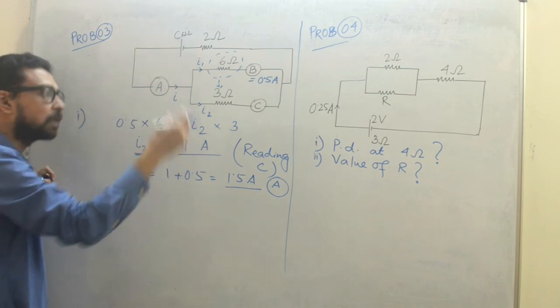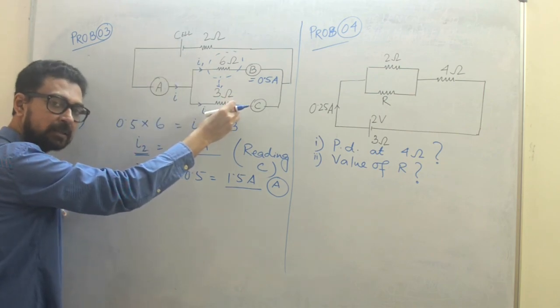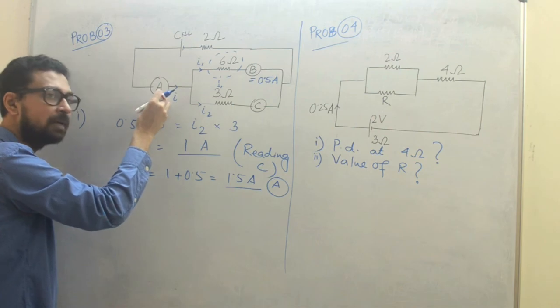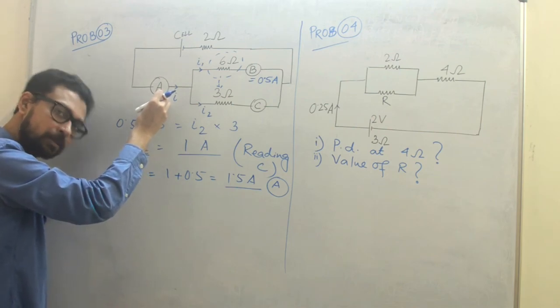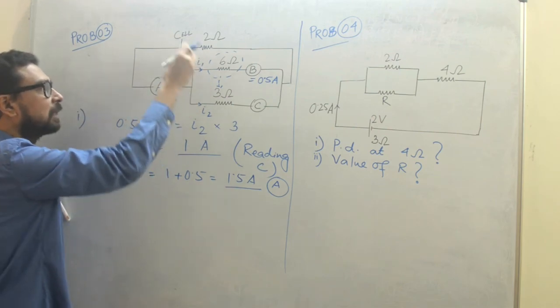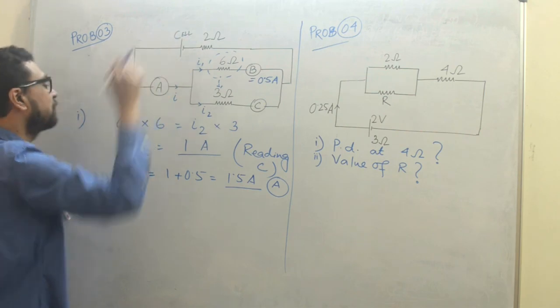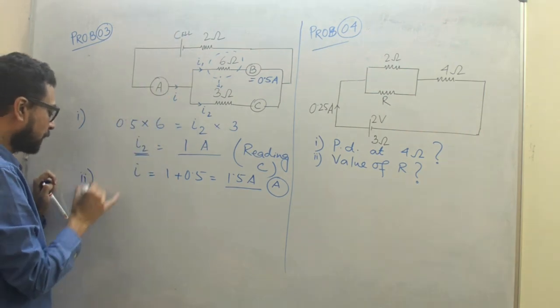This is the thought process. We can calculate the total effective resistance. The total effective current drawn from the cell is known. So this product will give me the potential of the cell. Very good. So let us do this.